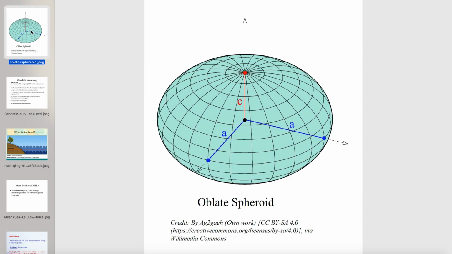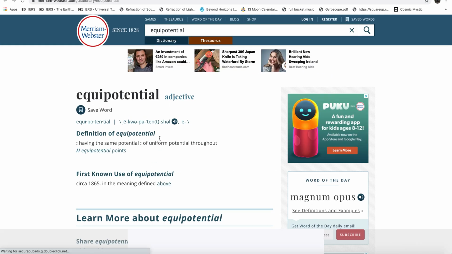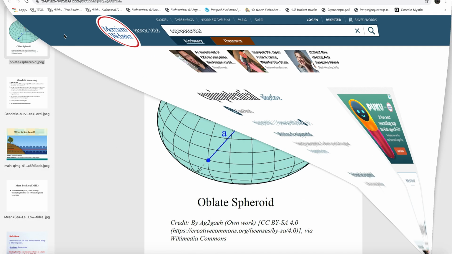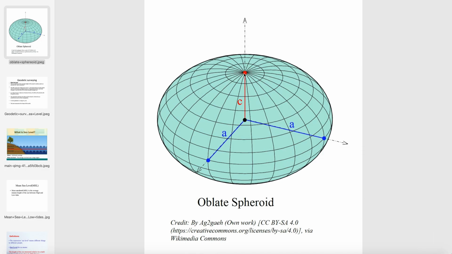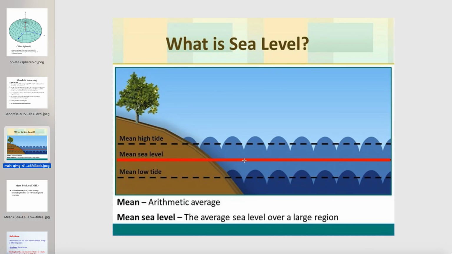Now, what Merriam-Webster are saying here, equipotential, you cannot have equipotential with this, because it's not going to be equal potential. There's going to be a different potential between the surface and the center as you move around the oblate spheroid. So that instantly is debunked. So level is not level with the center of an oblate spheroid. That is not level. Level is horizontal. Mean sea level is a horizontal plane.